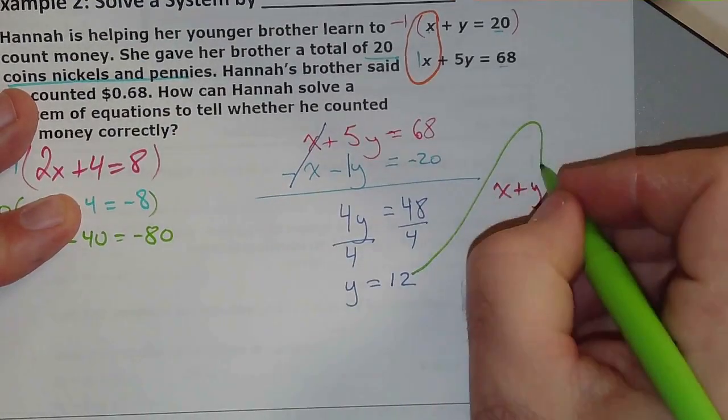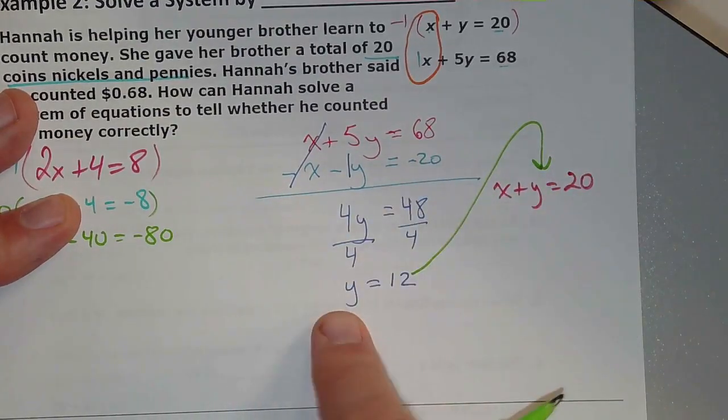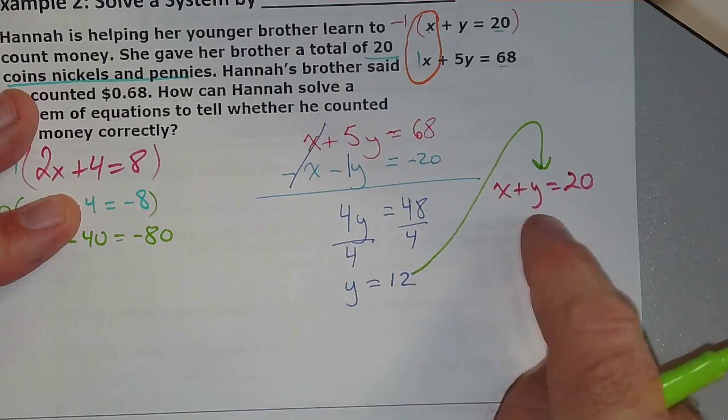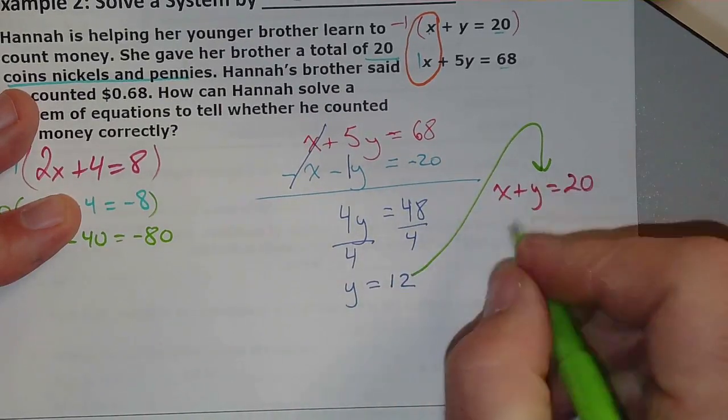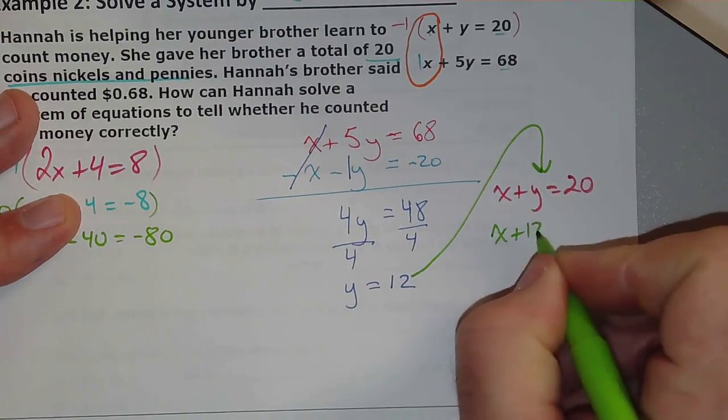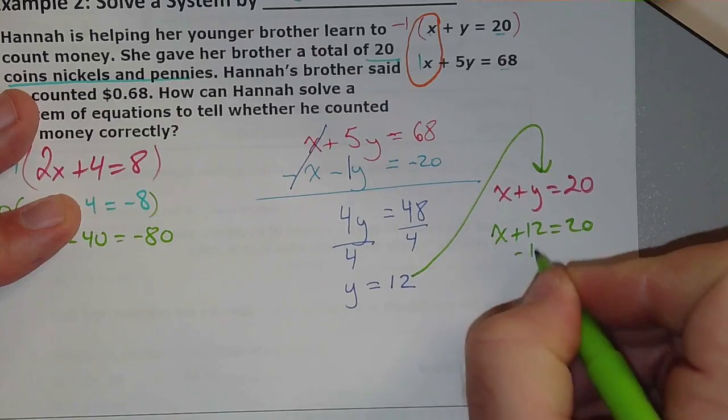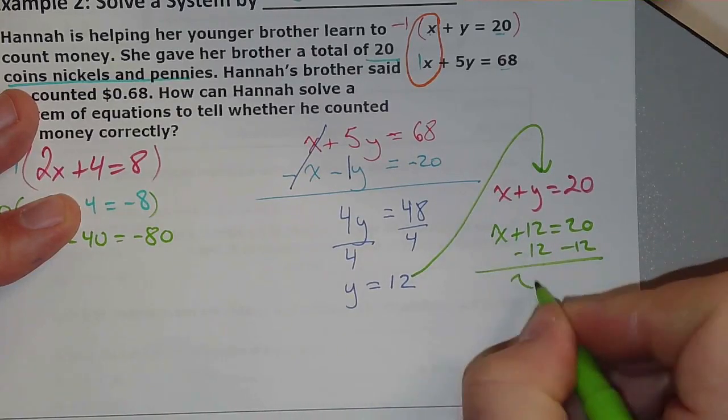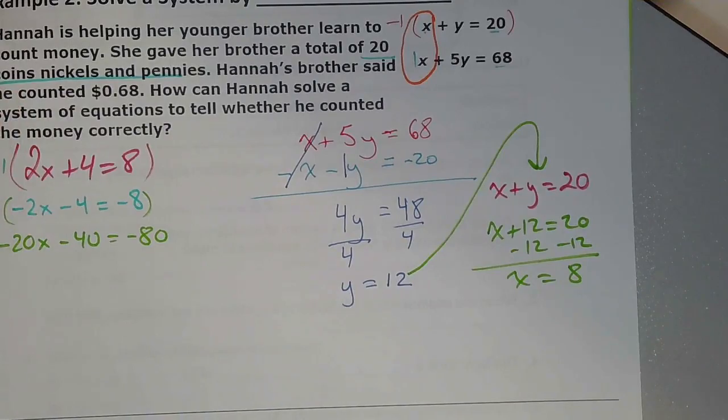Take our y value, put it in for y. Make sure it's y going in for y. Okay, don't put it in for x, put it in for y. x plus 12 equals 20. Minus 12, x equals 8.